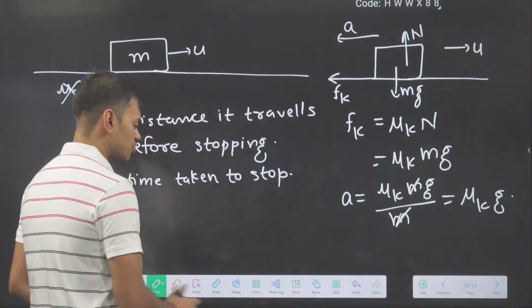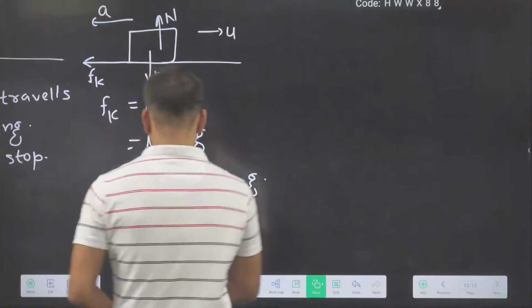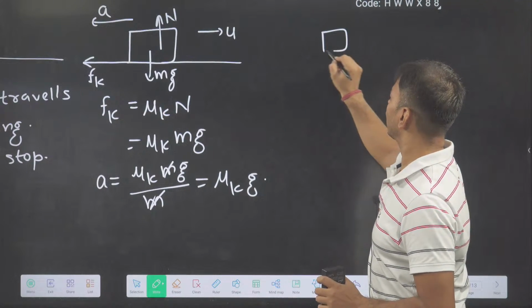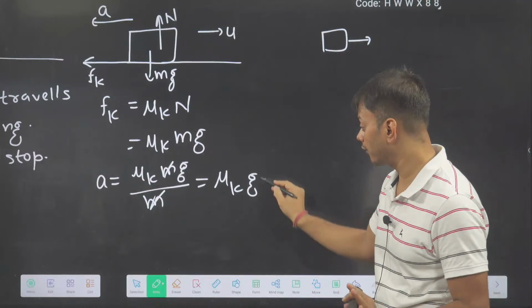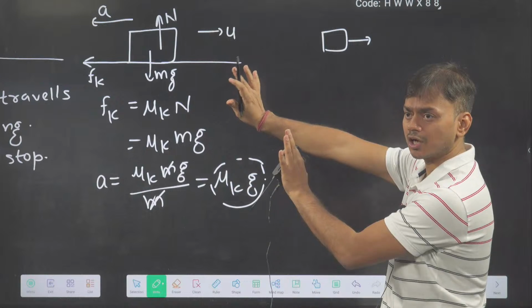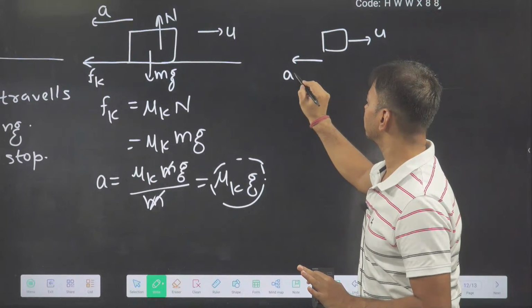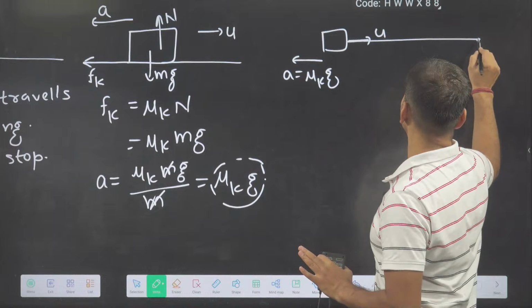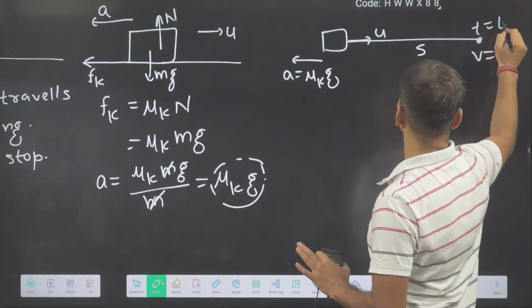Okay, now the question falls completely under kinematics. How to start in the exam? Suppose I know mu into g has to be used. Just on reading this question, how will I start? I will plot u like this, I will plot a is equal to mu into g, and they have asked at what distance it has stopped. S has been asked, and T has been asked.